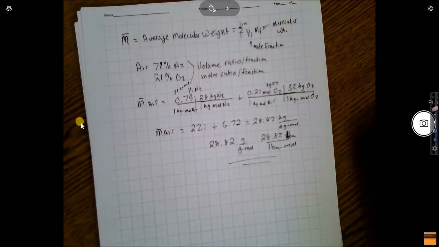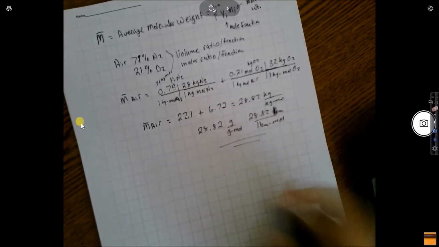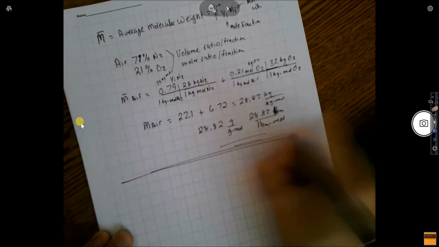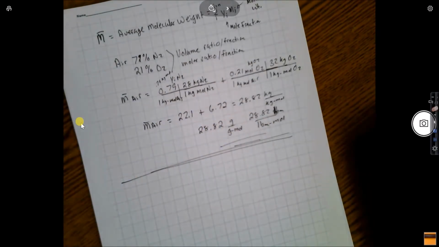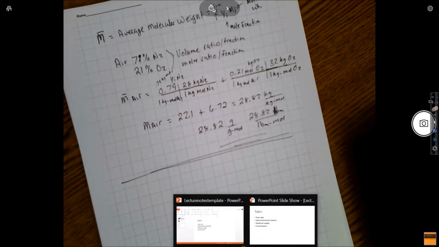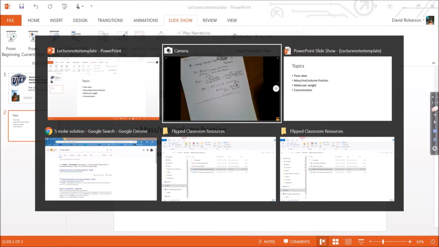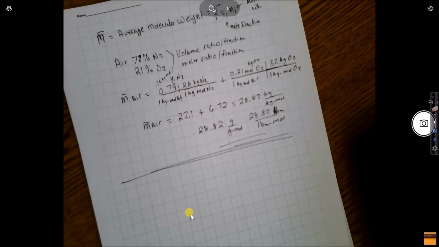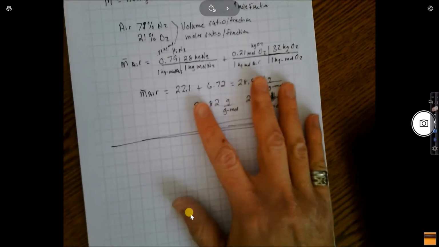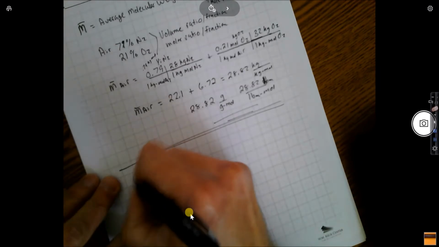The next concept that we said we're going to talk about, and this will probably be the simpler of them, is concentration. When we talk about concentration, we generally talk about molarity. You've probably had this in chemistry also, and we'll cover it one more time. Okay, we're back to our camera. So, concentration.